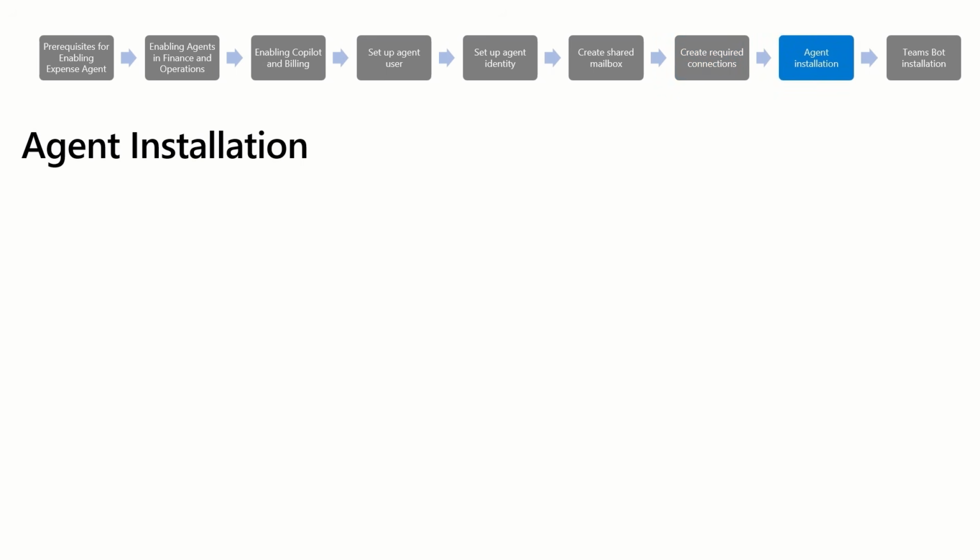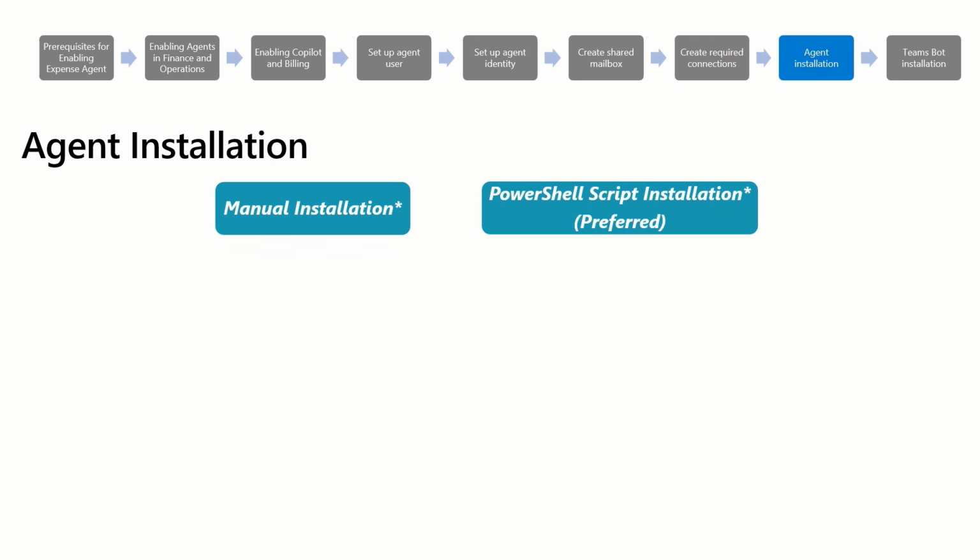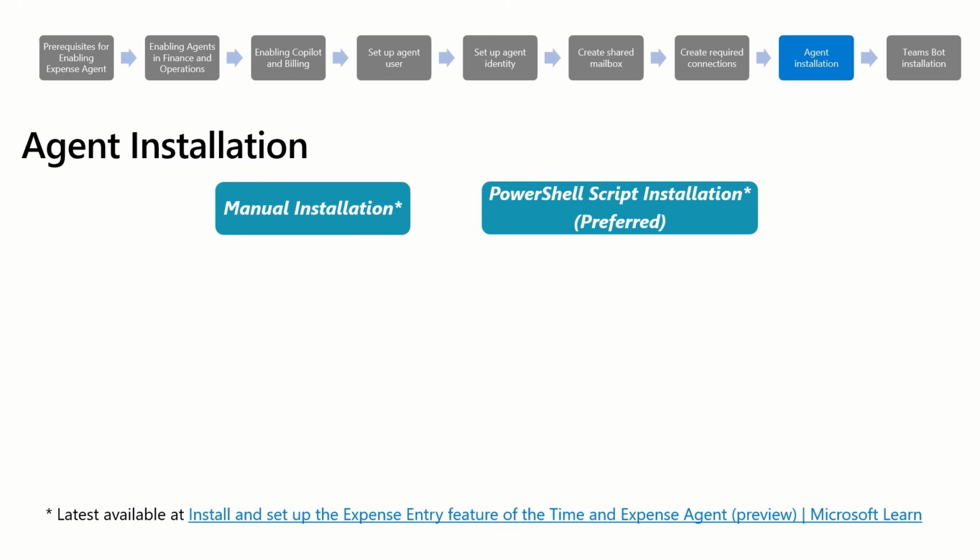Agent installation. The next step is to set up the agent installation, and it can either be completed manually or through PowerShell script. Details on manual installation are published on the Learn page, and the link is provided below. It can also be installed through PowerShell script, and the script can be downloaded from the Learn page.